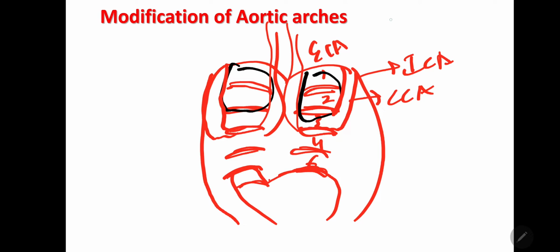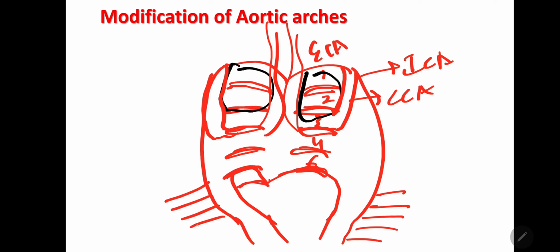And during all of this, what happens? There is also development of these segmental arteries. 1, 2, 3, 4, 5, 6, 7. There are many segmental arteries coming from these dorsal aorta, and all these segmental arteries are connected by an elongated artery.